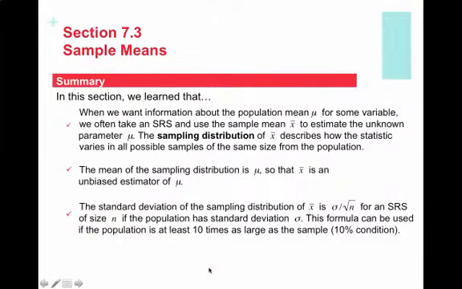So there we go. Here's a summary of what we've just talked about. I hope that you find this as amazing as I do, that as our sample size gets bigger, our sampling distributions of means always will turn towards a normal distribution.